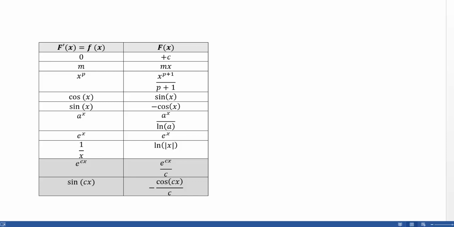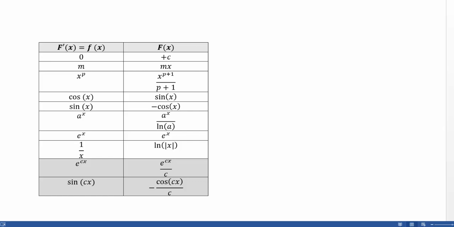Now let's talk about 1 over x. So we know that the derivative of the natural log of x is 1 over x. But now we're saying that the antiderivative of 1 over x is the natural log of the absolute value of x. Why do we have to put in that absolute value? I want you to think about the domain of 1 over x. The domain of 1 over x is all real numbers except for 0.